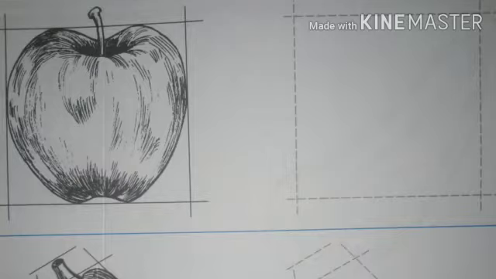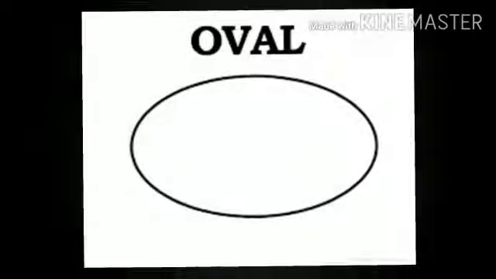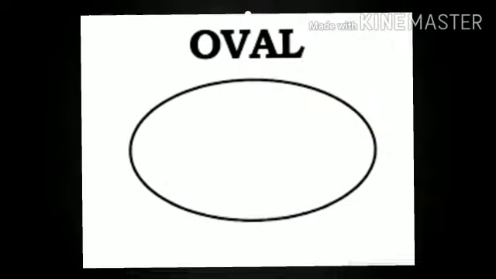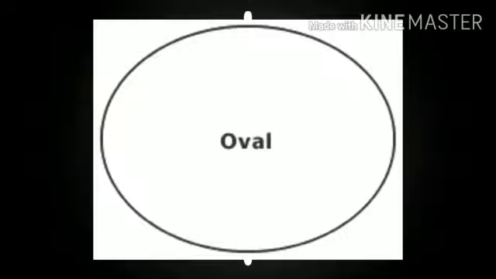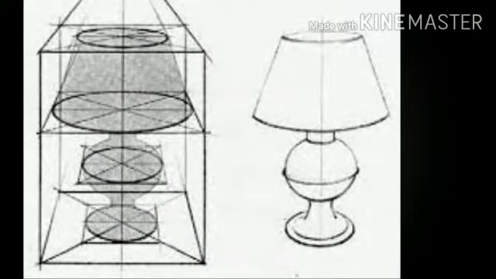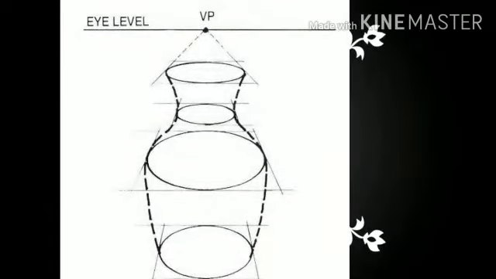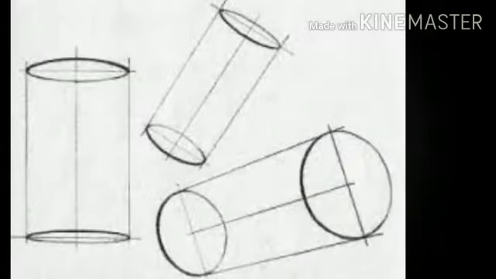Okay, the geometrical shape oval we practice today. The oval shape is the most commonly used shape in drawing. Most of the pictures have an oval shape somewhere. So, it is essential that we learn the oval shape. Now, select any 3 out of the 4 or 5 images shown here and try to draw.